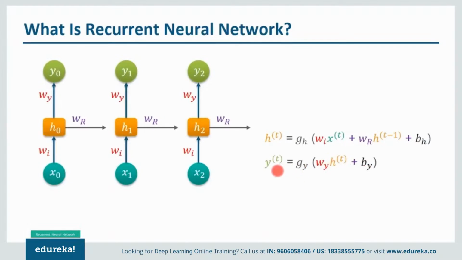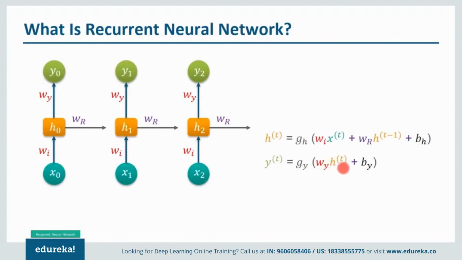Now in the next timestamp, that is at time t equals to 1, things become a bit tricky. Now let me explain you what happens here. So at time t equals to 1 I have input x1. I need to figure out what is h1. So for that I'll use this equation. So I'll multiply wi, that is the weight matrix, by the input x1 plus wr into h of 1 minus 1, which is 0. H of 0 we know what we got from here. So wr into h of 0 plus the bias, pass it through a function g of h to get the output as h1.